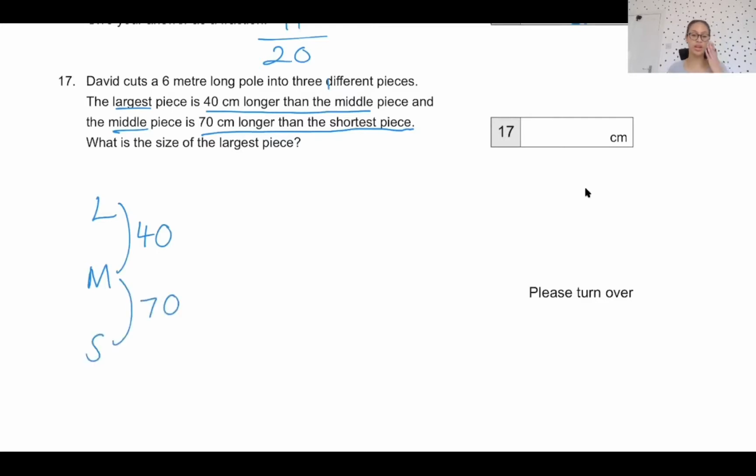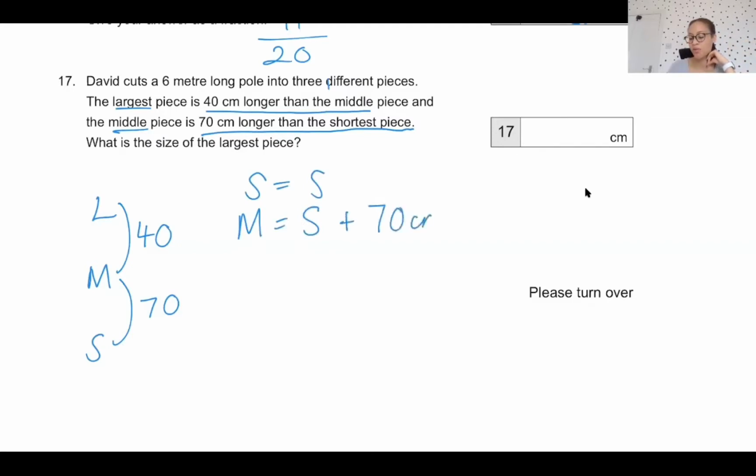So I just draw a little diagram like that. I show that the middle piece is 70 centimeters longer, and I show the largest piece is 40 centimeters longer than the middle one. I now need to write everything in terms of the smallest amount. I said youngest because I'm used to doing this with ages. So in terms of the smallest amount, the small is just equal to small. That one's easy. The medium piece is equal to the small piece plus 70 centimeters.